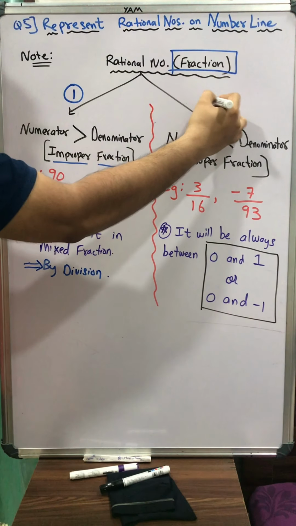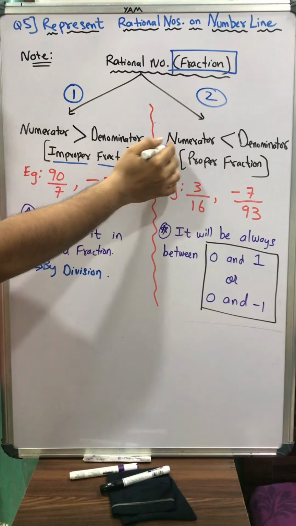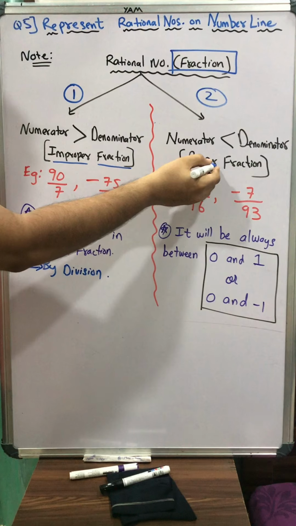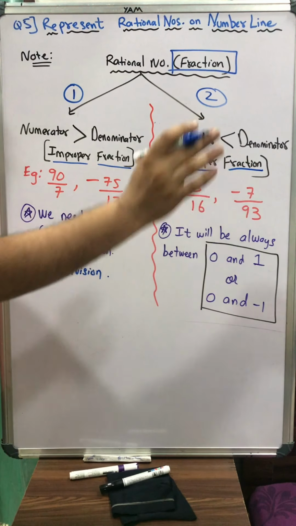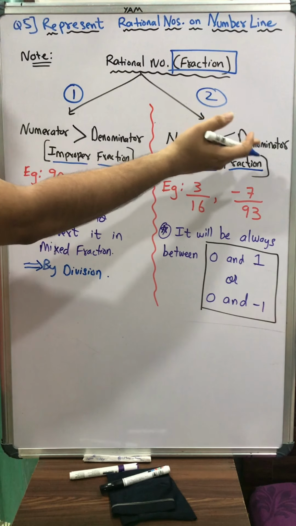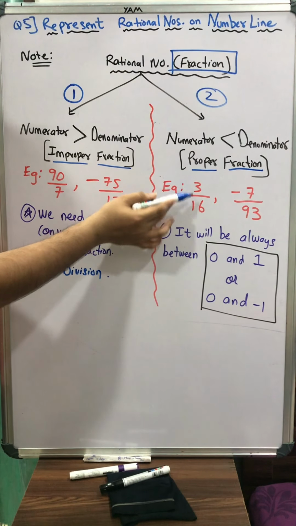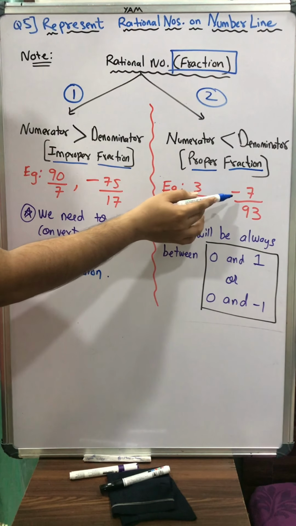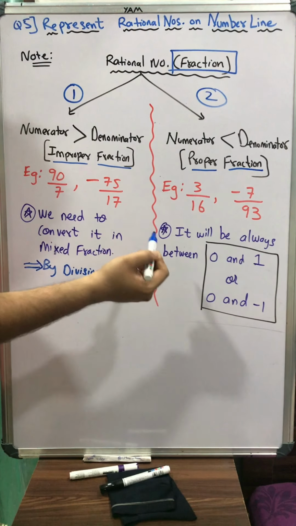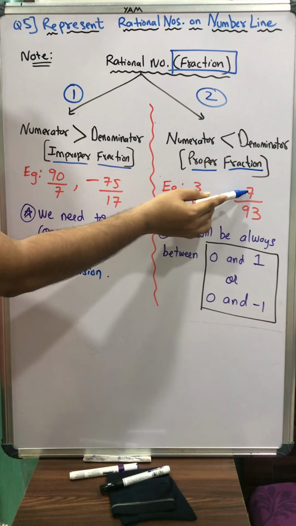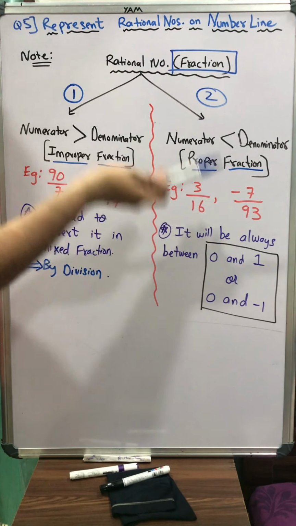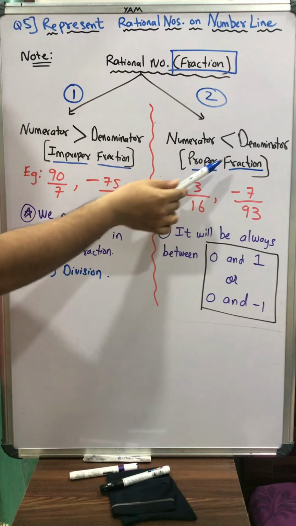Second type of fractions will be when numerator is small than denominator. Such type of fractions are called as proper fraction. This is just for your information. So once again, when numerator is small and denominator is big, so numerator is small, 3, denominator is big, 16. This minus is associated with the entire fraction. So just for 1 second leave this minus out. Consider that there is no minus sign. So 7 is small and 93 is big. So when numerator is small and denominator is big, it is called proper fraction.